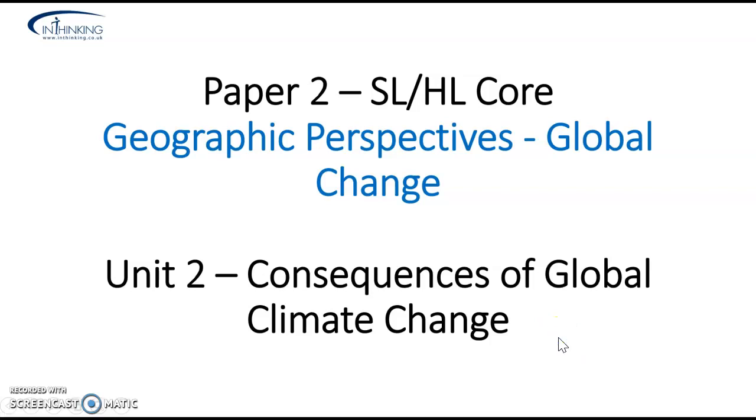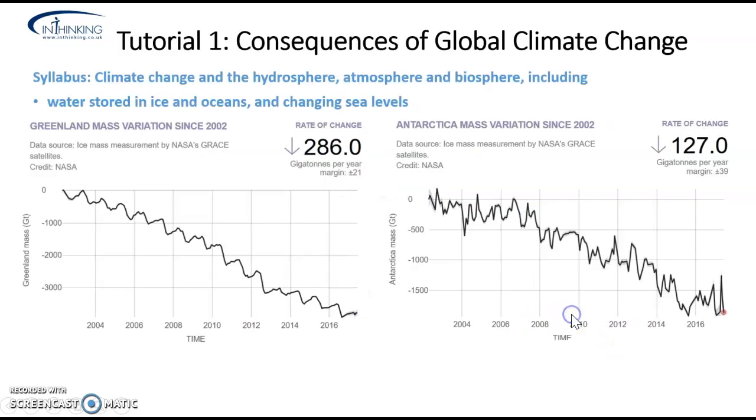So this is the first tutorial for the second subsection of climate change. We're looking at the consequences of global climate change. So this first tutorial will look at water stored in ice, in oceans, and changing sea levels. The context here is climate change in the hydrosphere, atmosphere and biosphere.